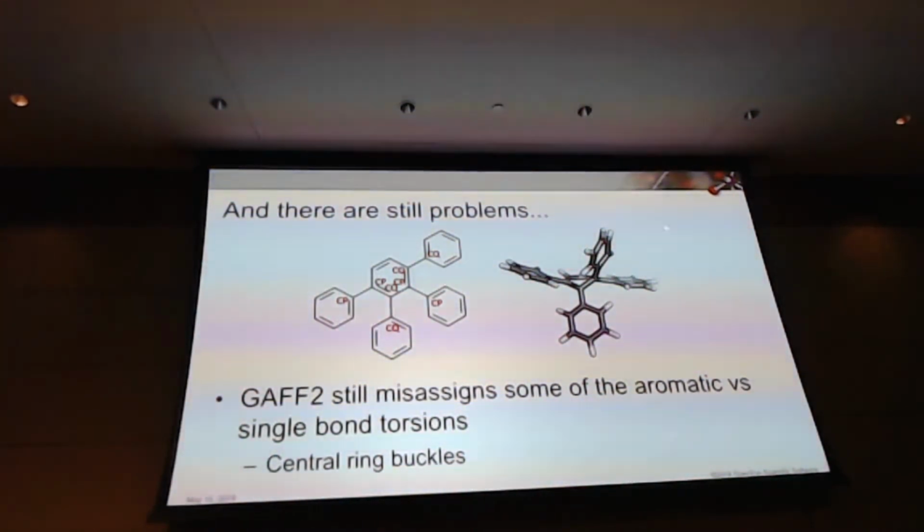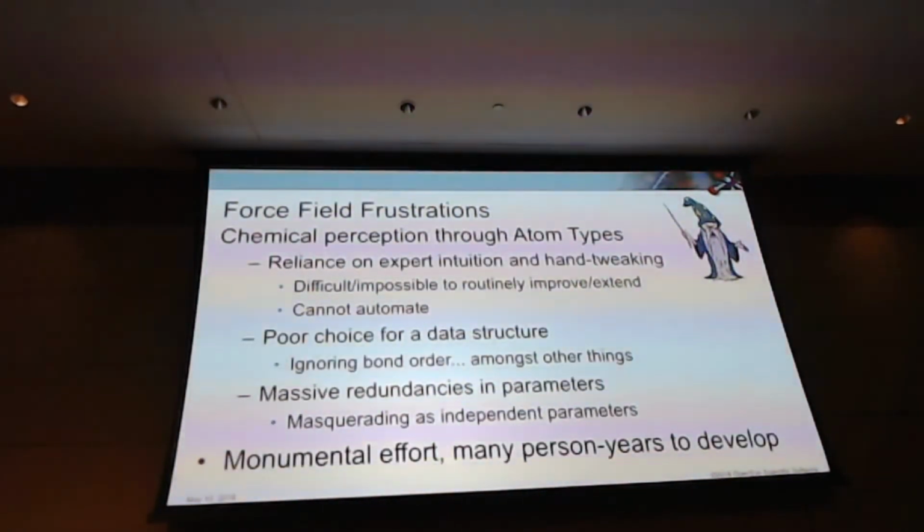But when you do the dynamics, and this is with the modern day GAFF force field, still dynamically you have this unnatural behavior because not all the different combinations of atom types in the torsions have been covered. And so the central ring buckles. So this leads us to, so I just want to summarize my trashing of atom types here.